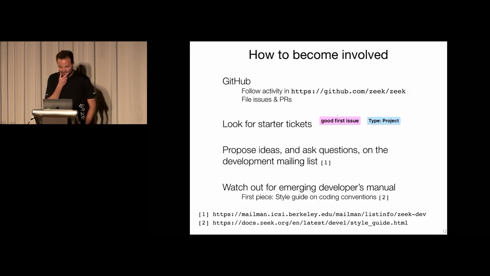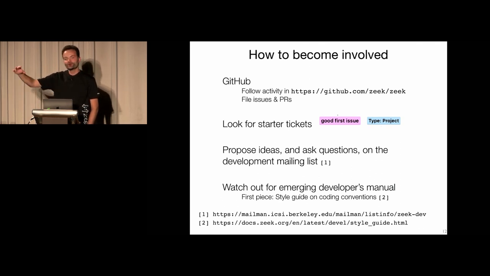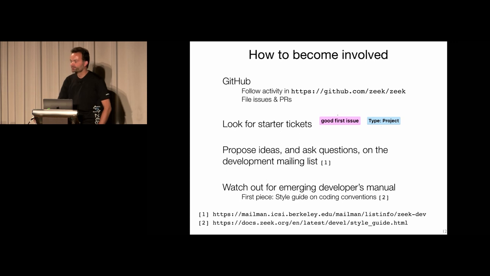Okay, so that was pretty much the main pieces that we on the core team are targeting and currently working on. That does obviously not include anything anybody else might be working on. So as usual, we are very happy to incorporate external contributions. And generally, for anybody who wants to become more involved with the development of Zeek, GitHub is our central place. So you can follow the activity, everything is there. You can see how the branches are developing. You can see the issues. You can file your own issues.